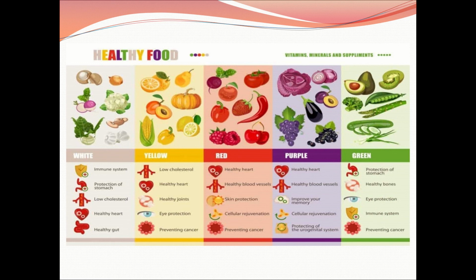The red fruits and vegetables support a healthy heart, healthy blood vessels, skin protection, cellular rejuvenation, and also prevent cancer. Purple fruits and veggies support a healthy heart, healthy blood vessels, improve your memory, cellular rejuvenation, and protecting the urogenital system. Green fruits and veggies protect the stomach, make healthy bones, give you eye protection, support the immune system, and prevent cancer. So happy eating.